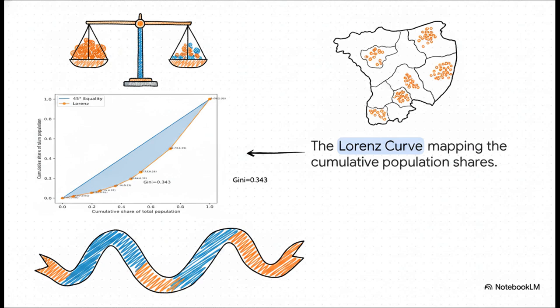Just look at how those orange dots, which are our calculated cumulative data points for the regions, pull away from that straight 45-degree line. That blue shaded area trapped between the straight line and the orange curve, that perfectly represents the 0.343 Gini coefficient we just calculated. It's literally seeing the math come to life.